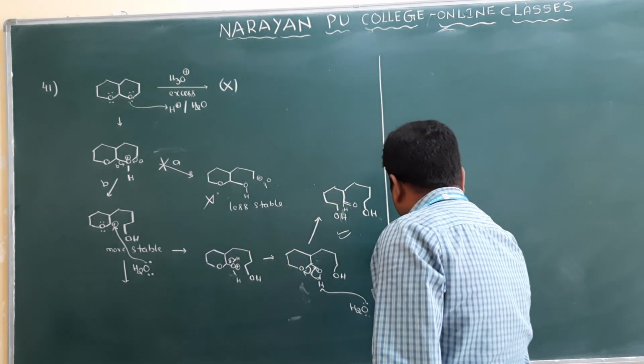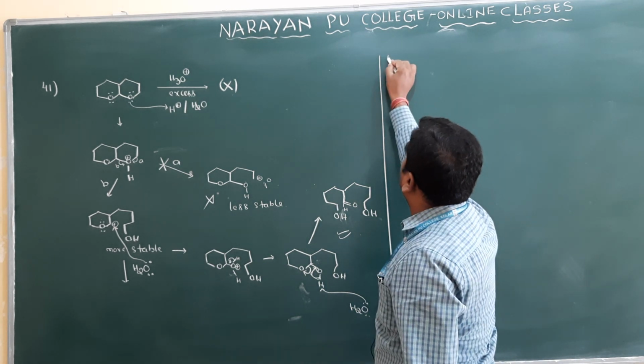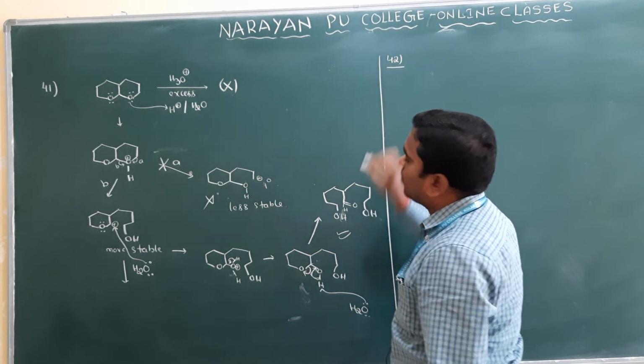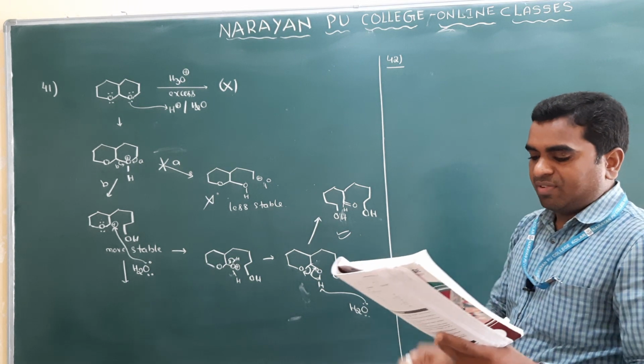So next one, this is question number 41. Clear? Next one, coming to question number 42. Clear? See what question they have given.